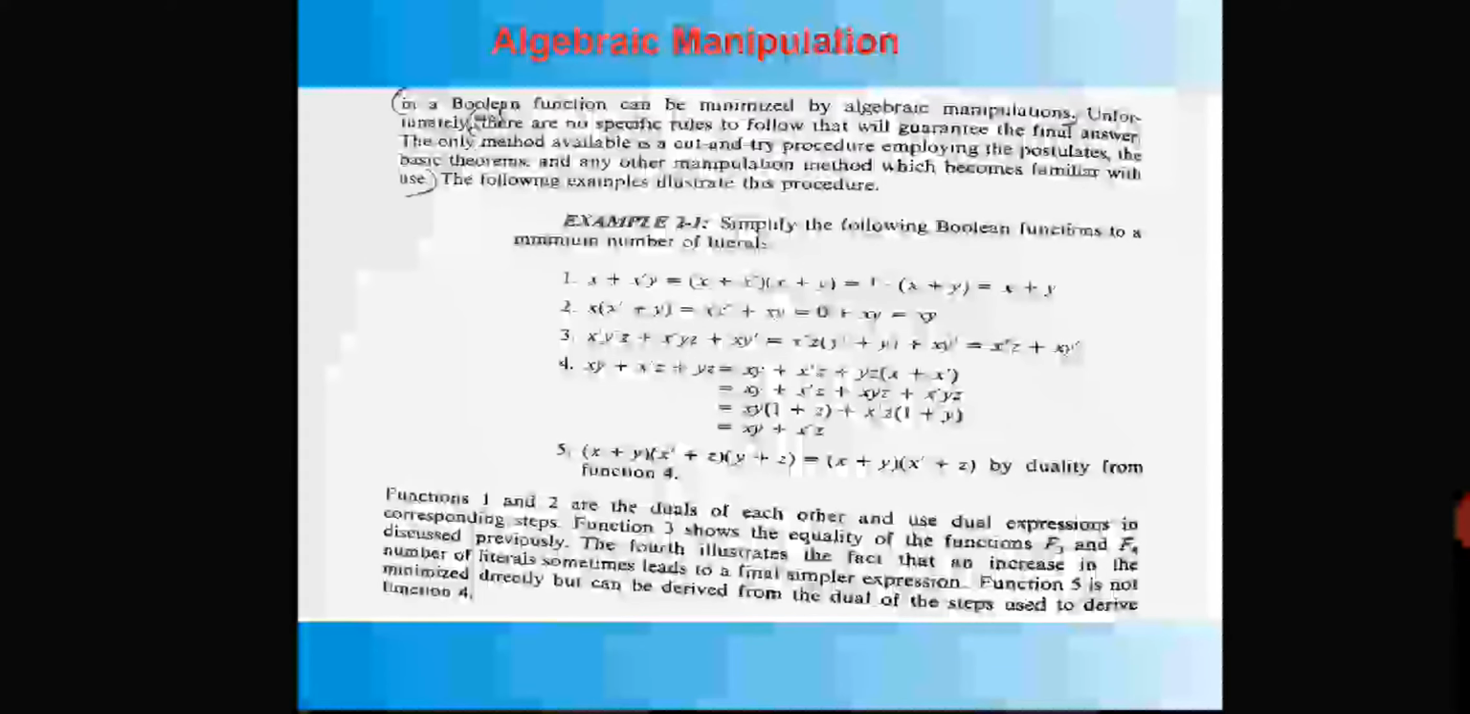Fine, something like this. Now you have one more concept called algebraic manipulation. I did not get any separate content on the internet, so I just took the information from your textbook itself. A Boolean function can be minimized by algebraic manipulations. That means if you have a very large, complex Boolean function, then you can bring down that function and manipulate it.